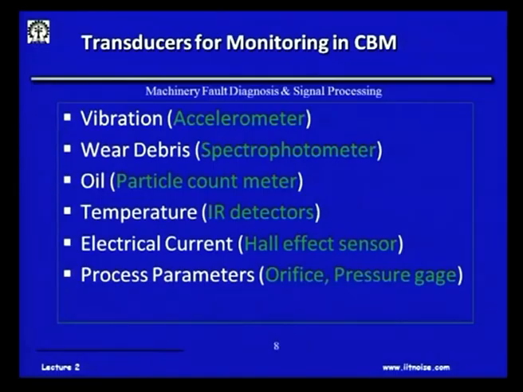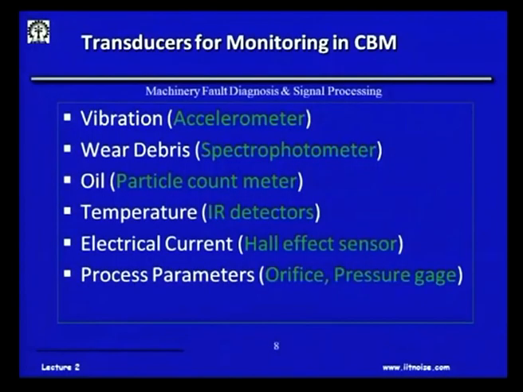Oil: there are many ways to measure the parameters in the oil, but one very handy way is known as the particle count meter, as to what is the size of particles available and what is their concentration in parts per million, how many such particles are there. Temperature: infrared detectors, RTDs, thermistors, etc. can be used to detect temperatures.